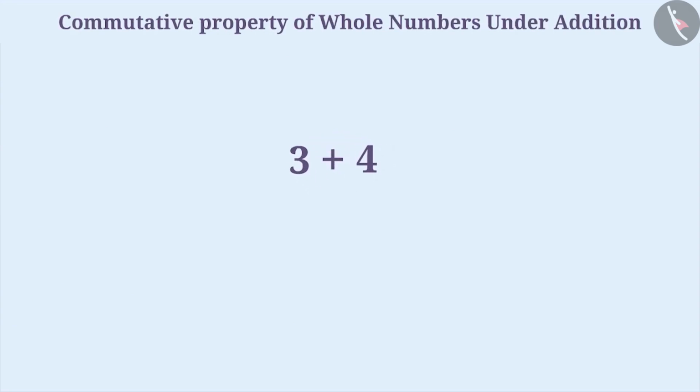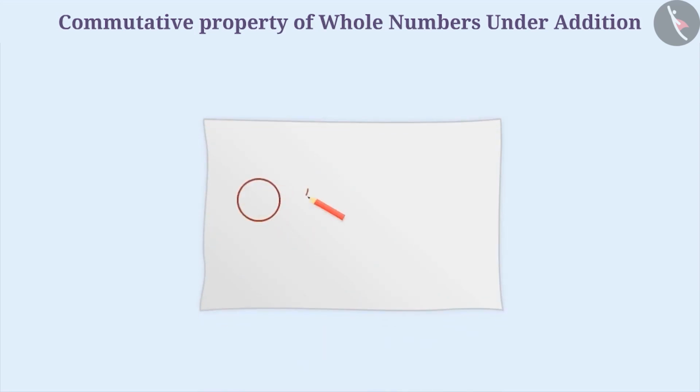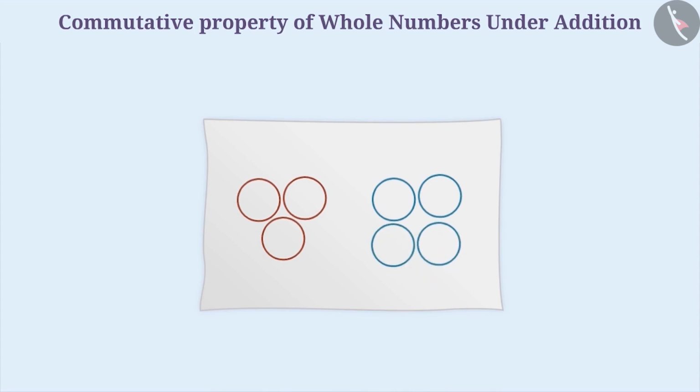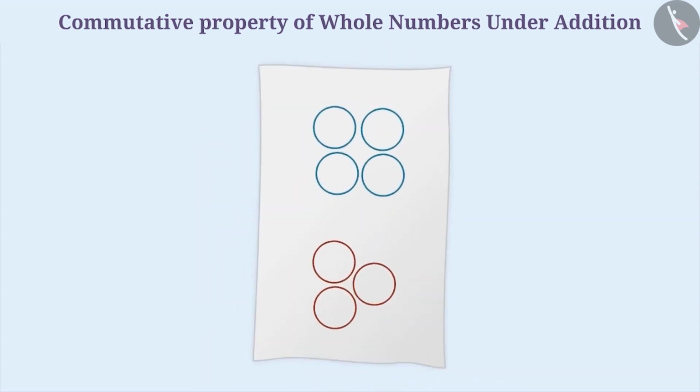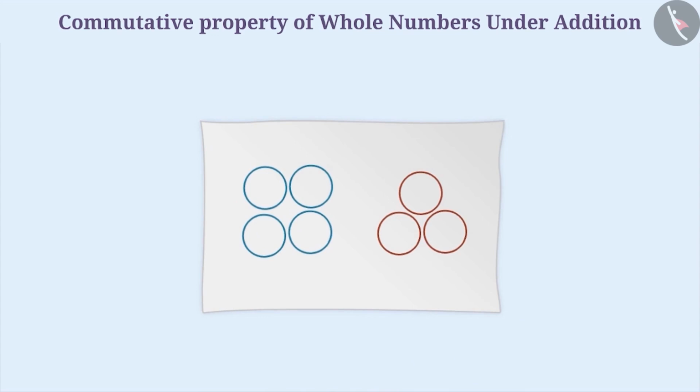Think about it. Let's suppose we draw 3 circles on the left and 4 circles on the right on a piece of paper. On doing so, the total number of circles we get are 3 plus 4 is equal to 7. If we rotate the paper this way, then the order of the circles will change. By doing so, there will be 4 circles on the left side and 3 circles on the right. Is there any change in the total number of circles? No. The number of circles is the same as before, that is 7.